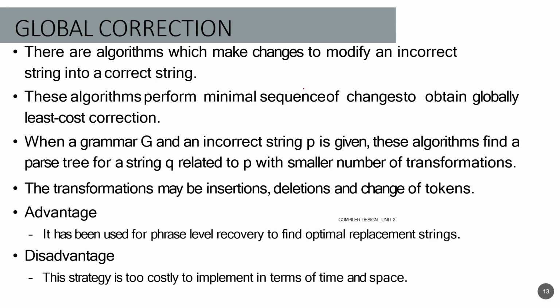Fourth one, the global correction. What is global correction? These are algorithms which make changes to modify an incorrect string into a correct string. So these algorithms perform a minimal sequence of changes to obtain a global least cost correction. When a grammar G and an incorrect string P are given, these algorithms find a parse tree for a string Q related to P with a smaller number of transformations. The transformations may be insertions, deletions, and changes of tokens.